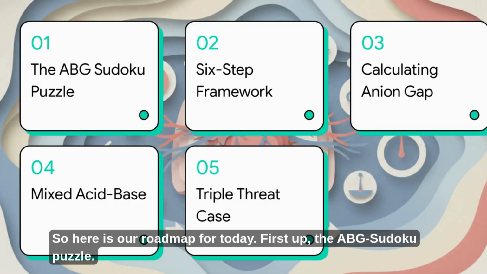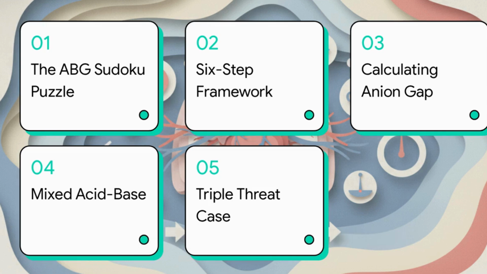So here is our roadmap for today. First up, the ABG Sudoku puzzle. Second, our 6-step diagnostic framework. Third, calculating the anion gap. Fourth, mixed acid-base disorders. And finally, solving a triple threat case.